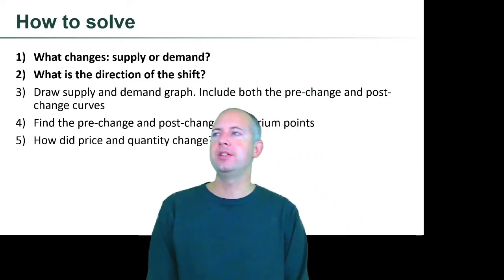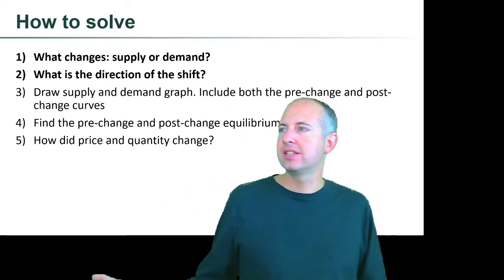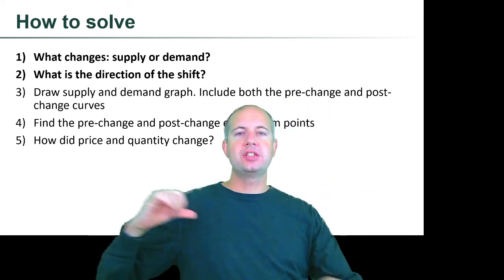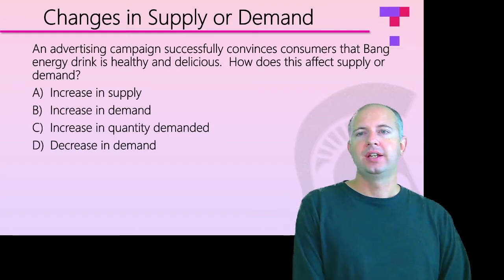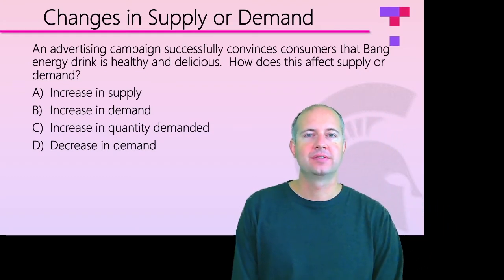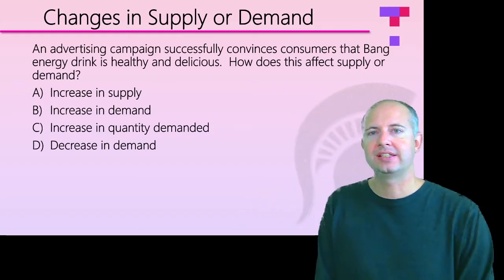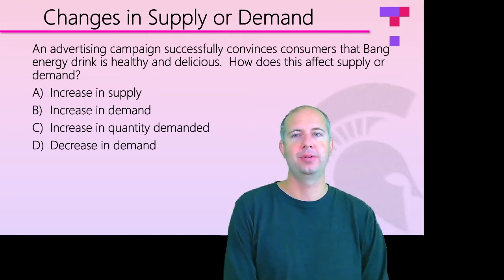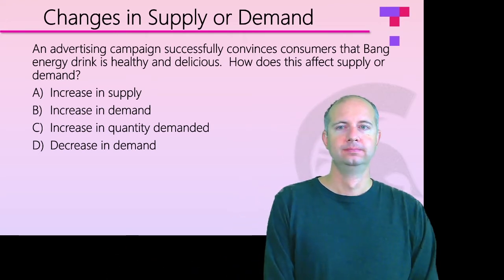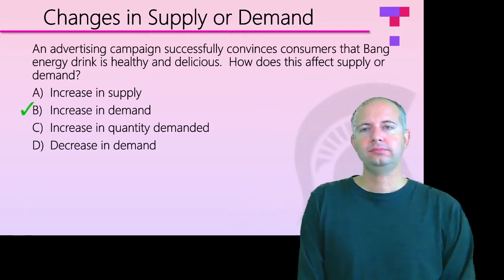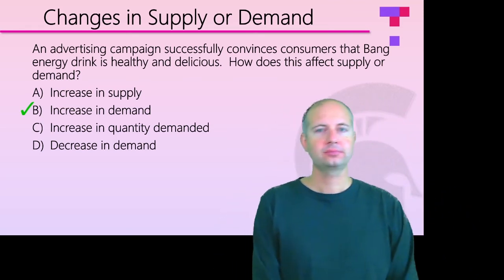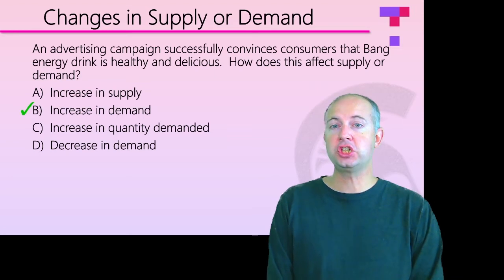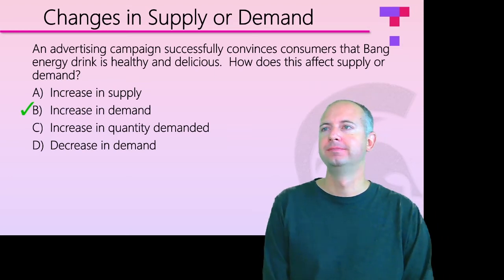So first thing we do, what changes, supply or demand, and what is the direction of the shift? So let's try to answer that. An advertising campaign successfully convinces consumers that Bang energy drink is healthy and delicious. How does this affect supply or demand? Right, the answer here is B. We have an increase in demand. Essentially what we've done is we have shifted tastes and preferences.